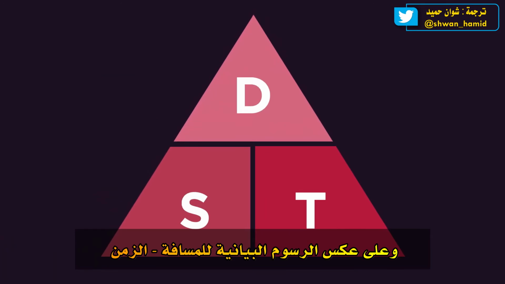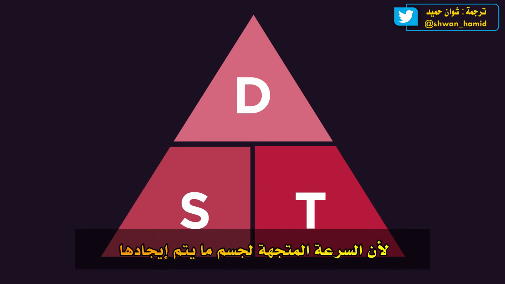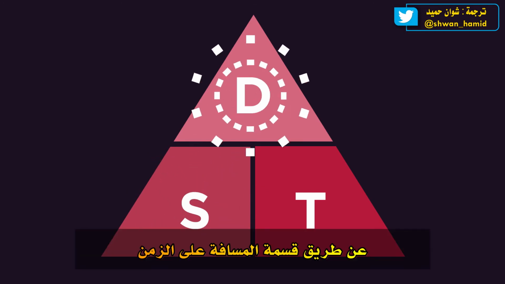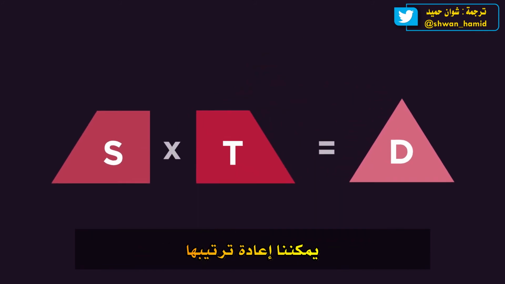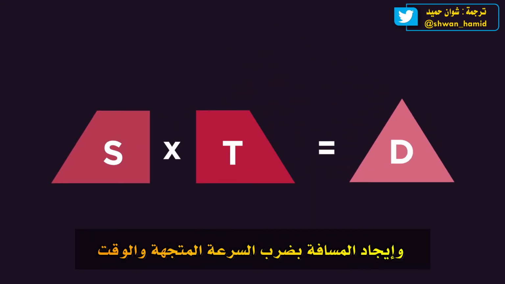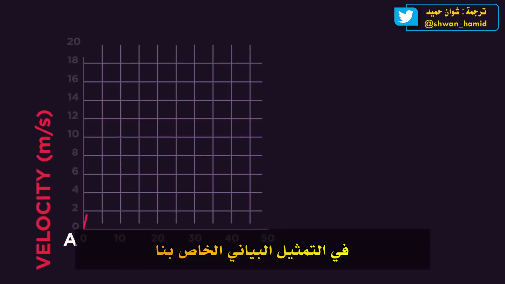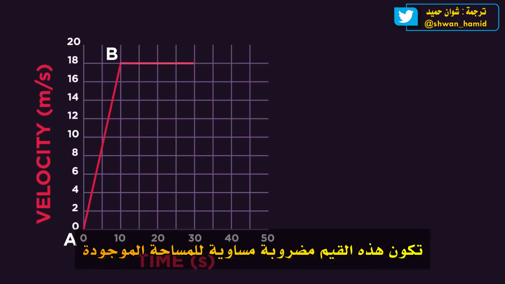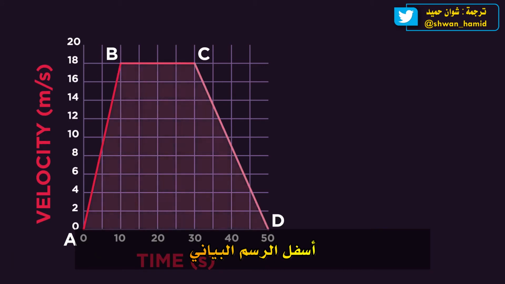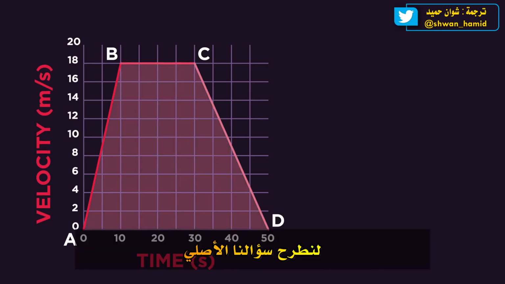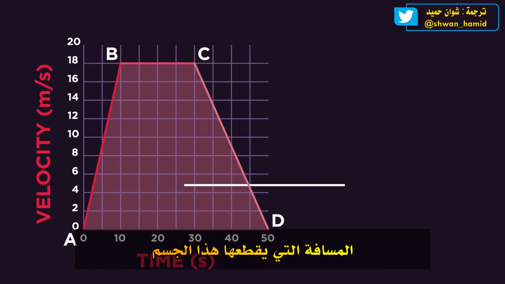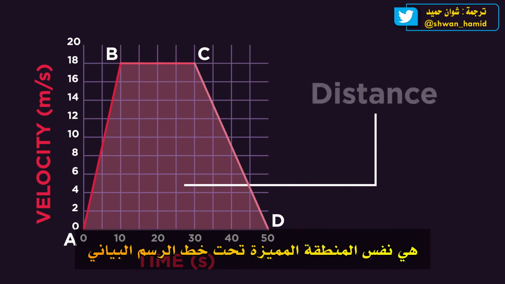In contrast to distance time graphs, velocity time graphs have an extra special feature. Because the velocity of an object is found by dividing distance by time, we can rearrange and find distance by multiplying velocity and time. On our graph, these values multiplied are equal to the area under the graph. Let's take our original question. The distance this object travelled is the same as the highlighted area under the line of the graph.